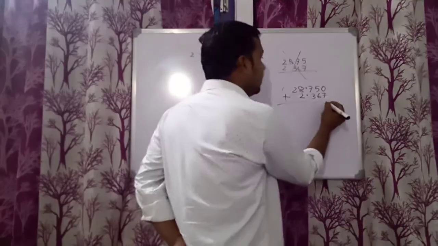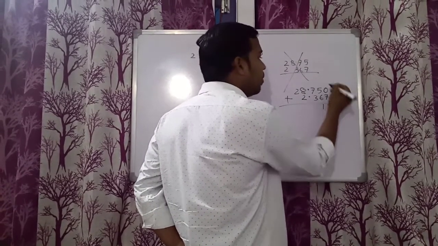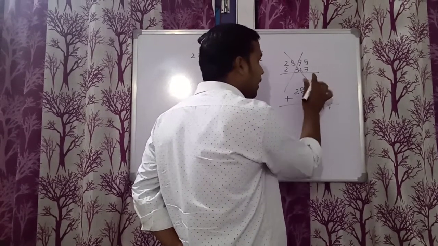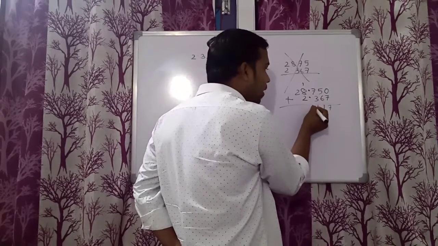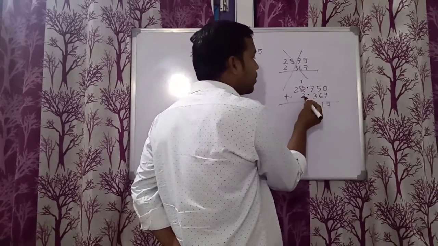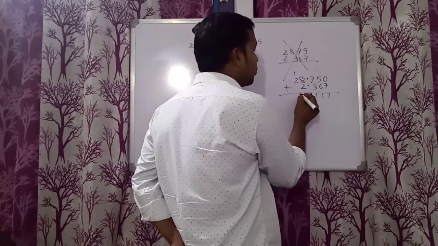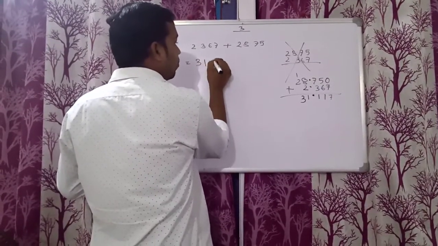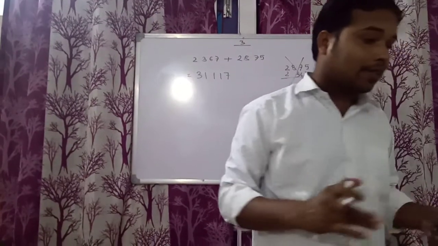Okay, then add it. 0 plus 7 is 7, 5 plus 6 is 11, 1 left. 7 plus 3 is 10, 10 plus 1 is 11, then again 1 left. Here down of decimal you have to put the decimal. Then 8 plus 2 is 10, 10 plus 1 is 11, then again 1 is left. 1 plus 2 is equal 3. That means our answer will be 31.117. Okay, like this way you have to add or subtract.